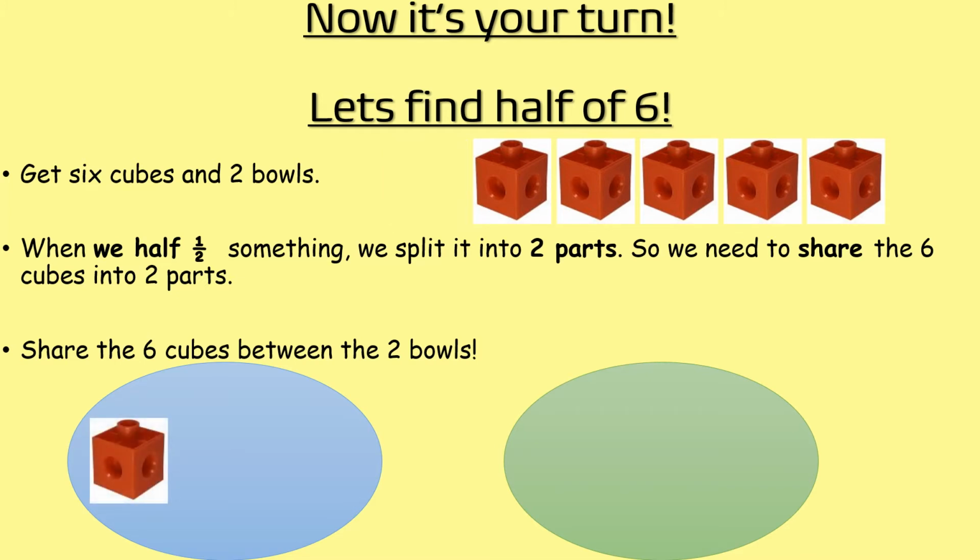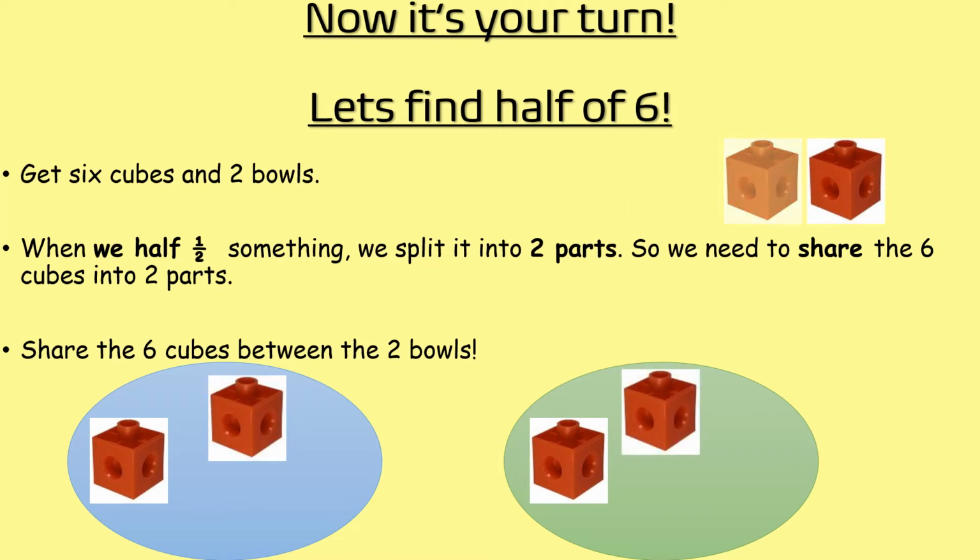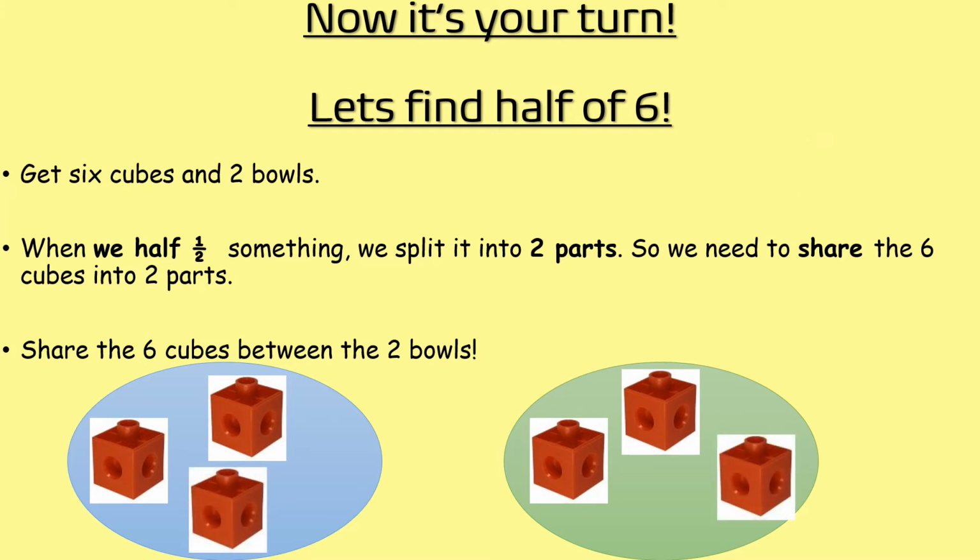So I'm going to take one and give it to the blue group, take another one and give it to the green group to make it fair, take one and give it to the blue group, take one and give it to the green group, take one to the blue group, and then give one to the green group. So we've halved those 6 cubes. We've cut them in half. Oh look, the blue group has got 3 cubes, and the green group has got 3 cubes.